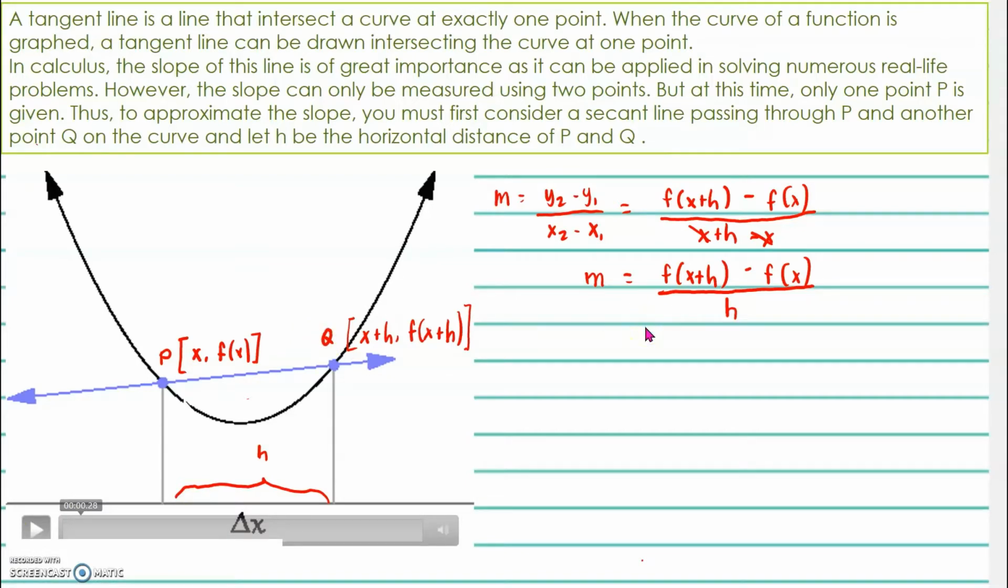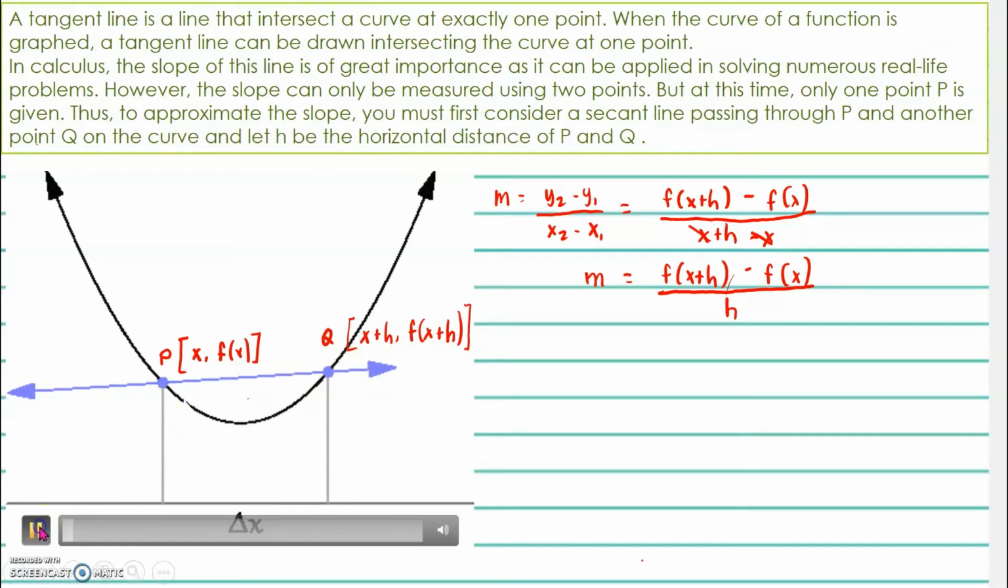Okay, now bear this in mind that we are looking for the slope of the tangent line at any point on the curve. Okay, now let's look at the behavior of our second line as h approaches 0, or as Q grows closer and closer to P. Okay, all right, moving our Q closer and closer to P. Let's see.